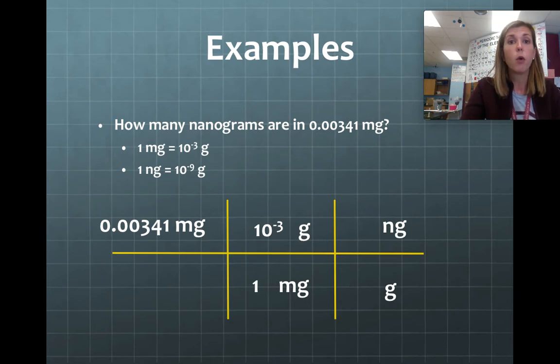Just like for every 1 nanogram, there's 10 to the negative 9 grams. In this scenario, I'm going to take my given value, 0.0341. I'm going to multiply times 10 to the negative third, but then I'm going to divide, it's on the bottom, by 10 to the negative ninth. As I do that, I get 34.1 nanograms as my answer. I hope this was helpful.